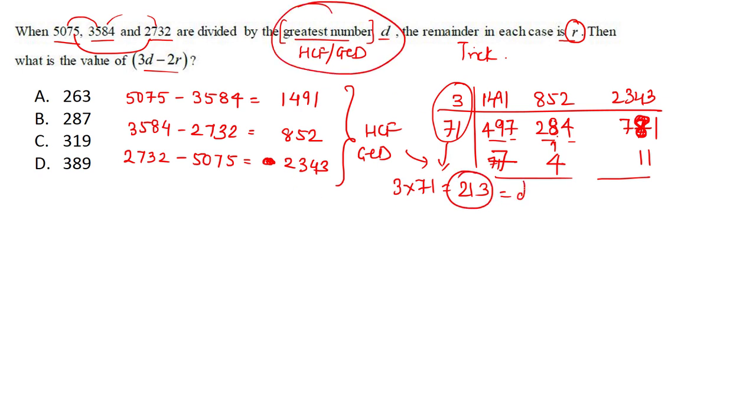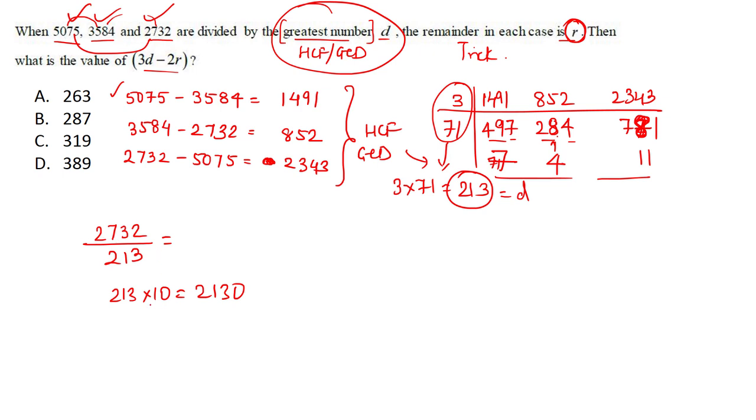This D, when dividing these three numbers, is going to get us the same remainder R. Let us find the remainder R. Let's take the smaller value 2732 and divide it by 213. Definitely we know 213 into 10 comes out to be 2130, and the number is greater than that, by about 600.